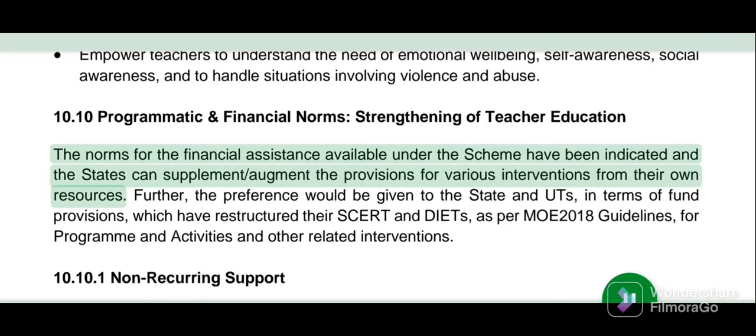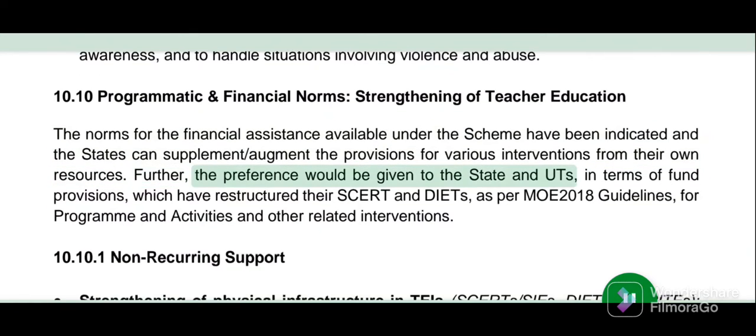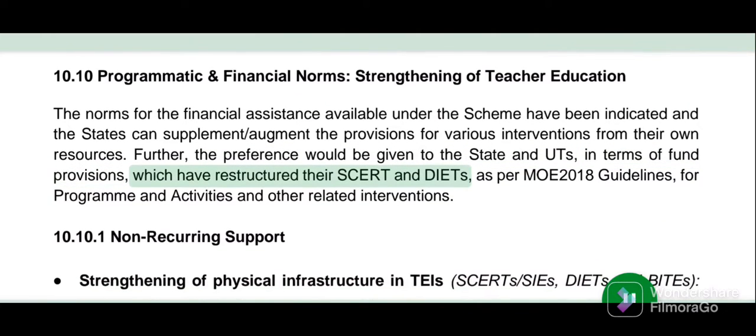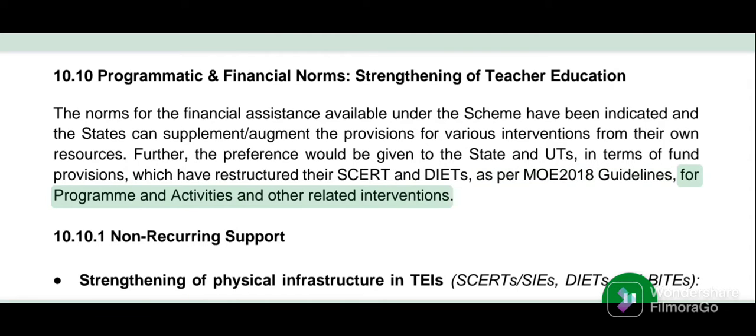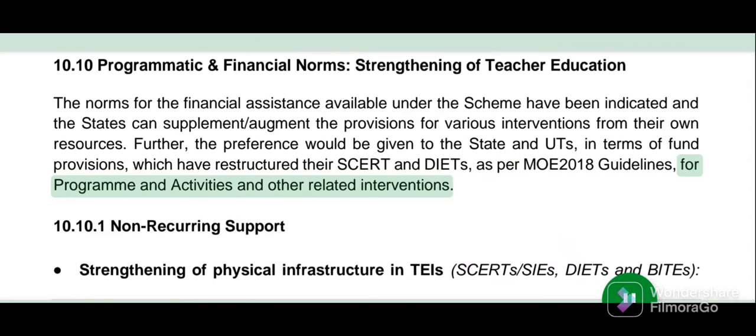The norms for the financial assistance available under the scheme have been indicated, and the states can augment the provisions for various interventions from their own resources. Further, preference would be given to the states and UTs, in terms of fund provisions, which have restructured their SCERTs and DIETs as per the 2018 guidelines, for programs and activities and other related interventions.